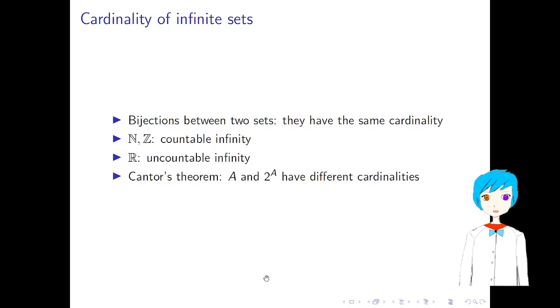The set of all real numbers is said to have uncountable infinity, so its cardinality is different from that of N and Z. We have Cantor's theorem, which states that a set A and its power set must have different cardinalities.